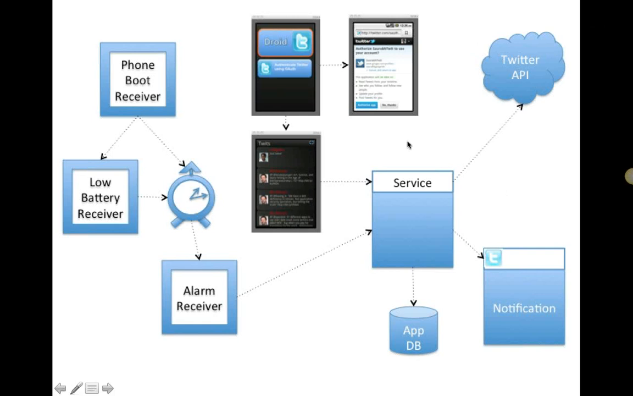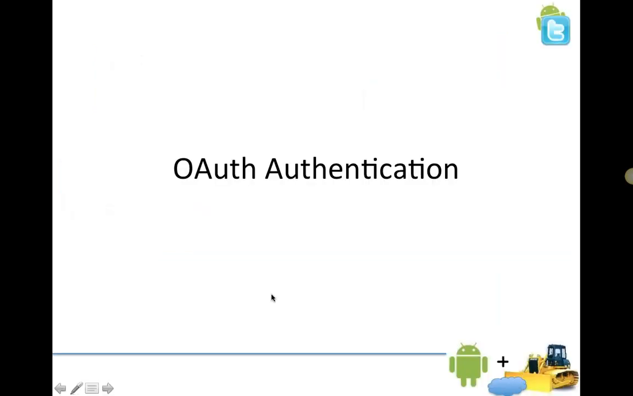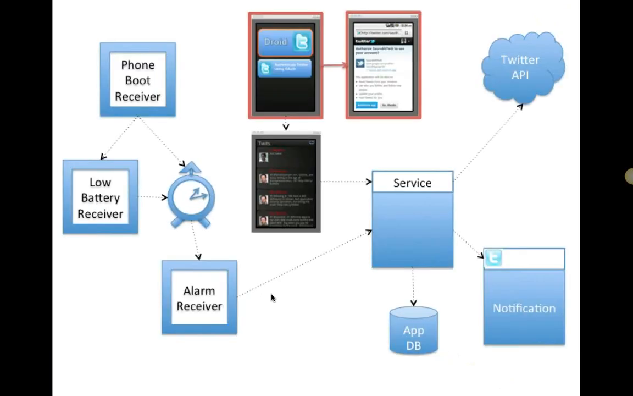So instead of me explaining all the components right now, I'll walk you through each and every scenario, and we'll look at what happens. So I'm moving to the next screen, which talks about OAuth authentication. It's the same diagram. I'm just highlighting the components which come into play with this red border.